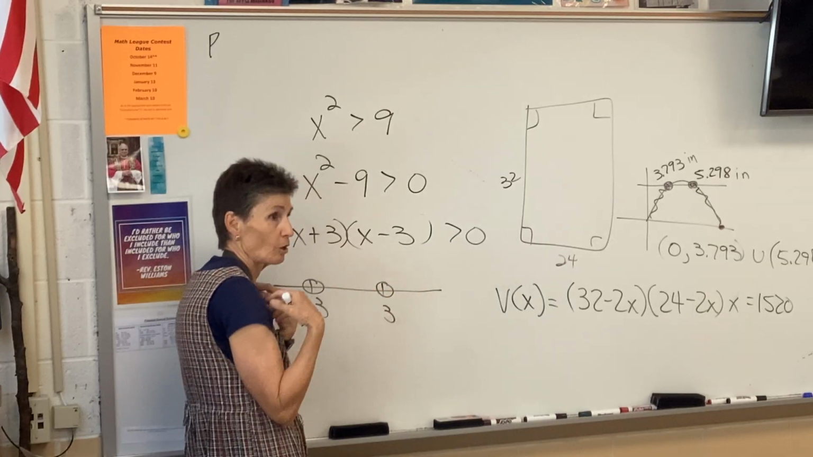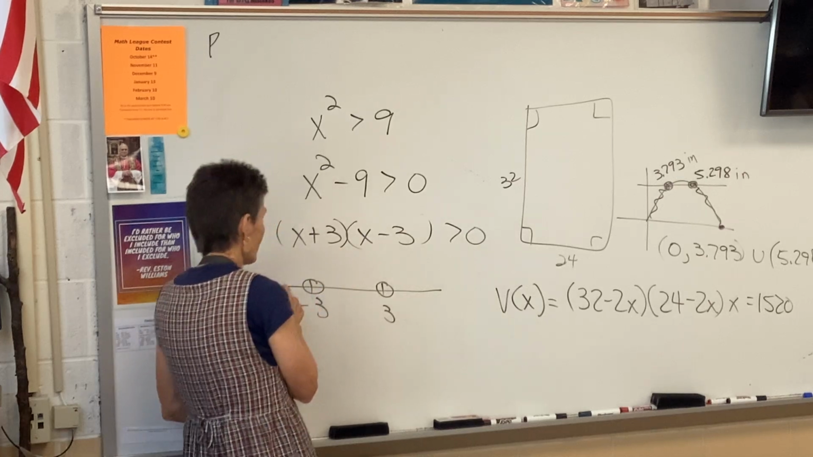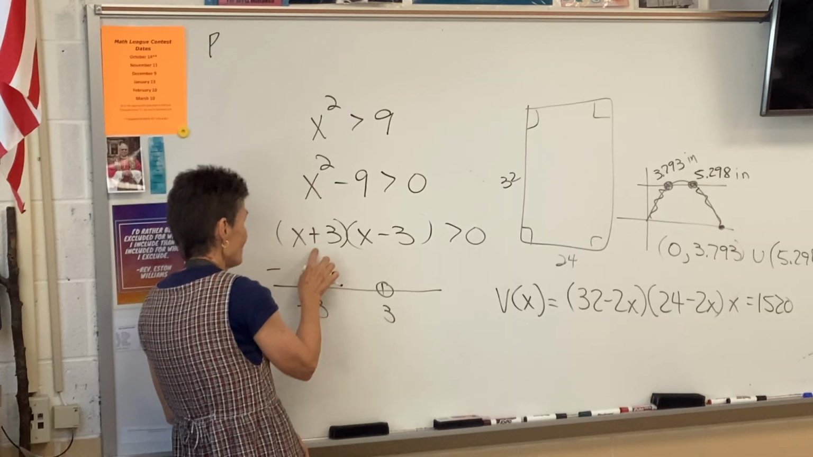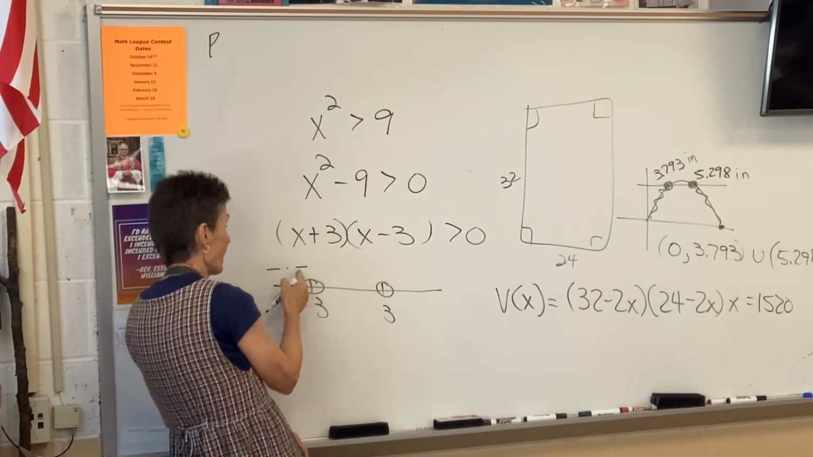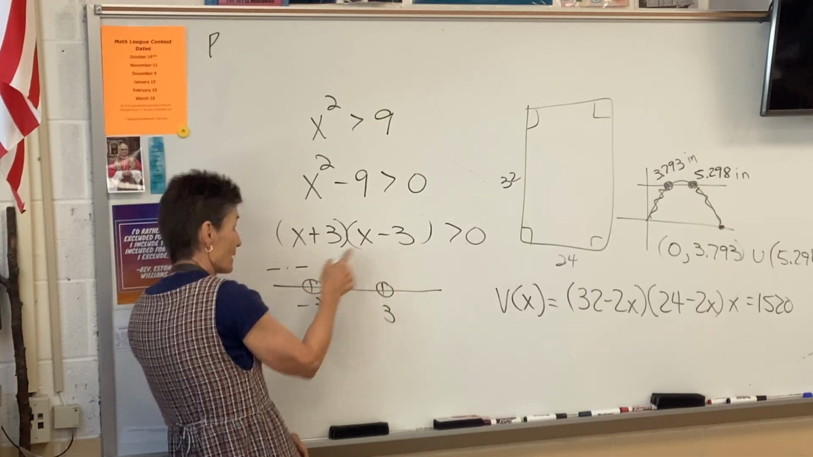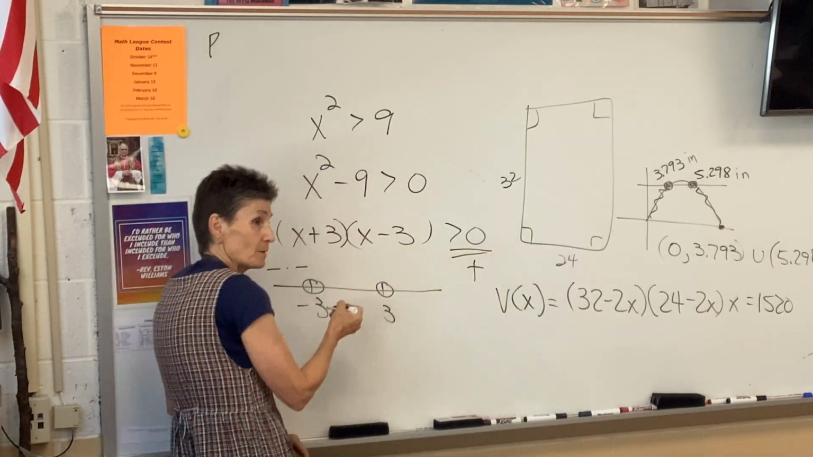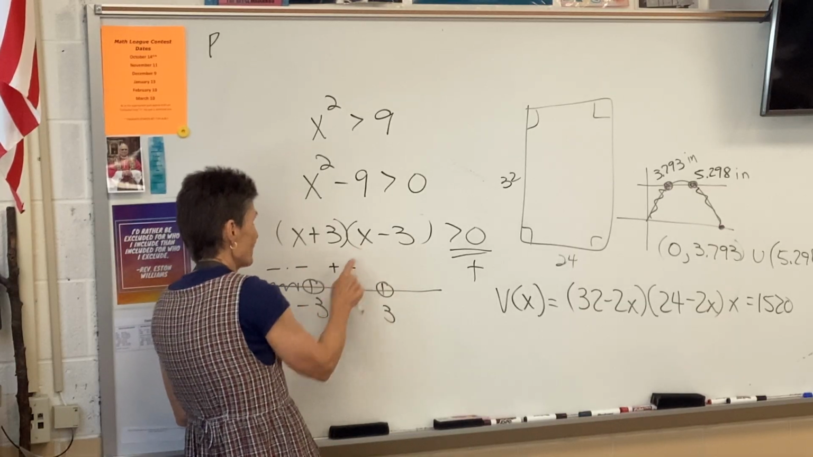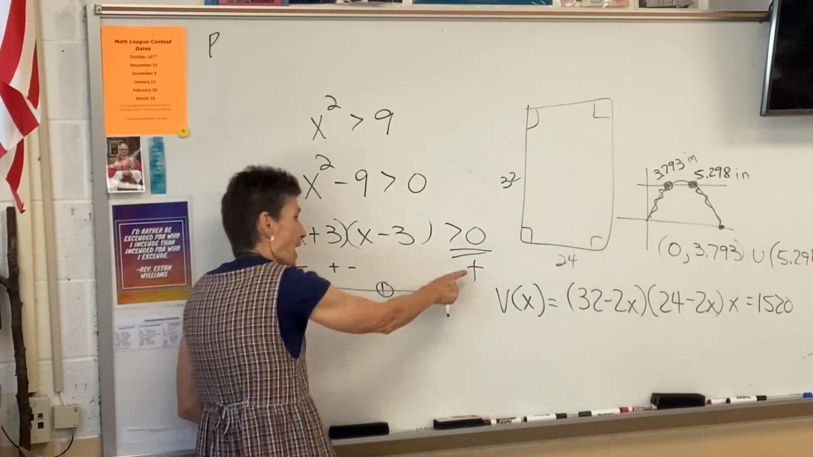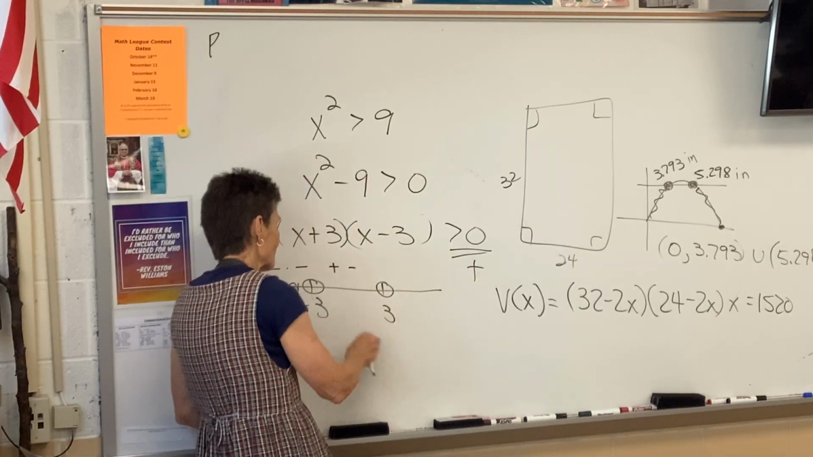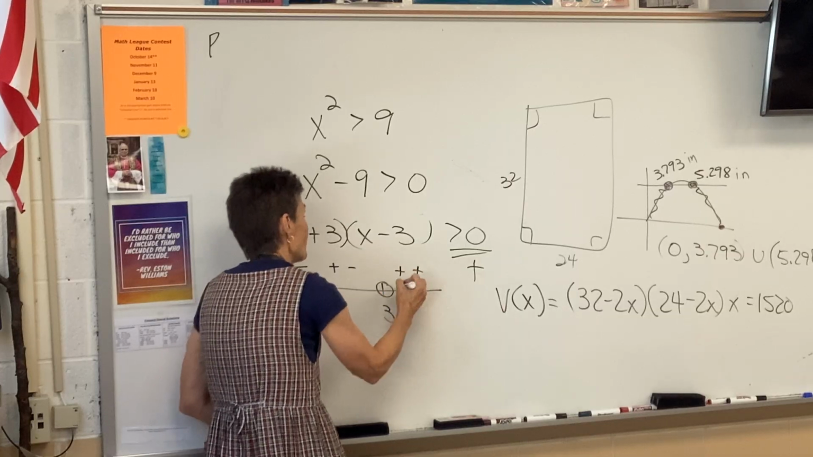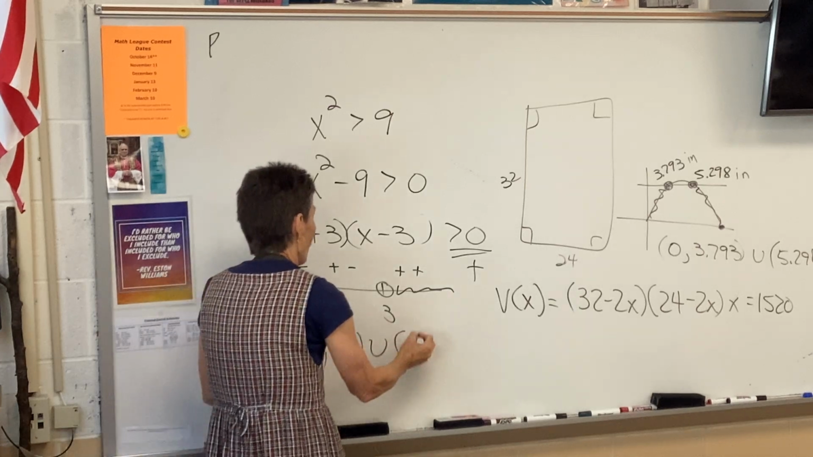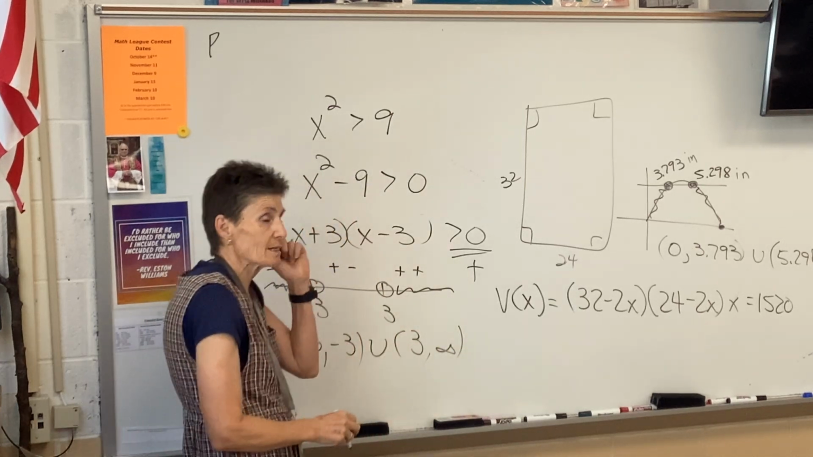But if I'm doing a sign chart, which is the proper steps, I'm going to pick a number over here like -4. -4 would make that negative, and it would make that negative, and sure enough, when I multiply a negative times a negative, it's a positive. So I'm going to shade this in. And then I'll try 0. 0 gives me a positive times a negative. That is not positive, so I'm not going to shade that. 4 gives me a positive and a positive, so I will shade that. So negative infinity to -3, or 3 to infinity would be my answer.